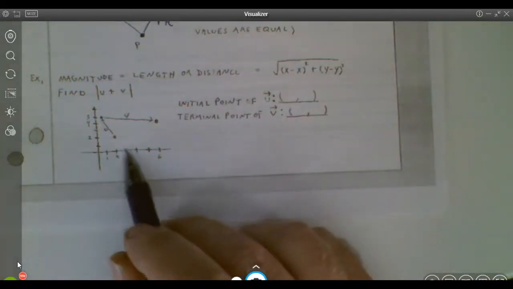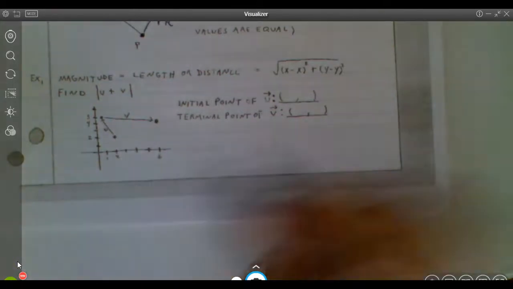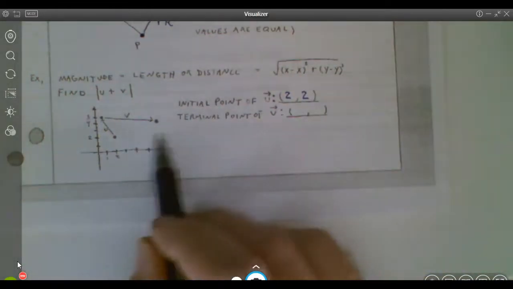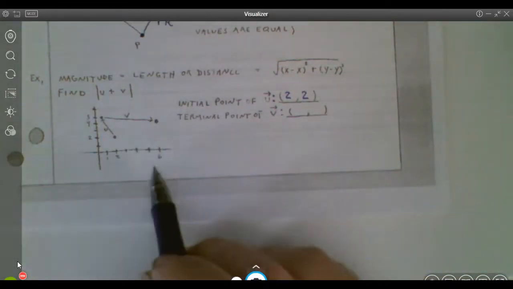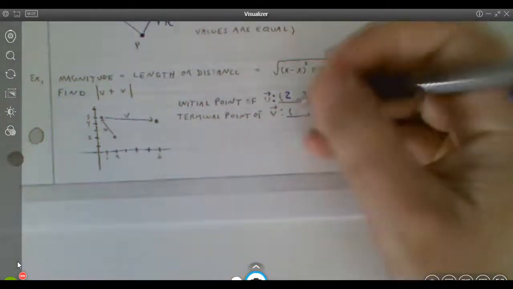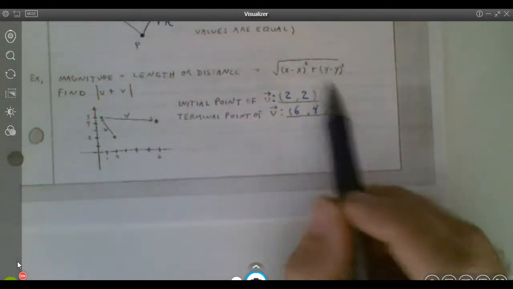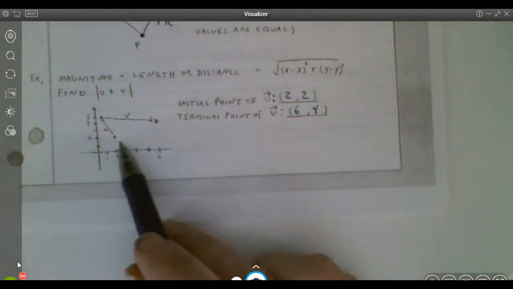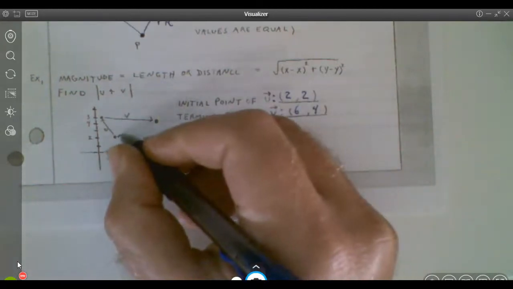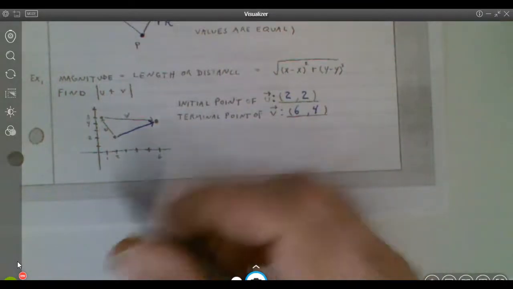So as I look at this drawing, where is the initial point for vector u? And that is at 2, 2. Where is the terminal point of vector v? Looks like that one is at, I believe that is 6, 4. And so we're simply going to find the distance from where it started to where it ended. So essentially I'm looking for the length of this vector right here, which is vector u plus v, just like we saw up above.